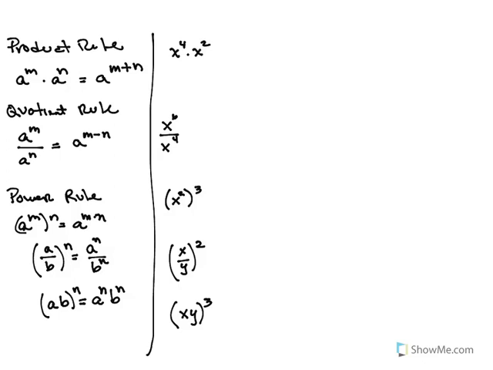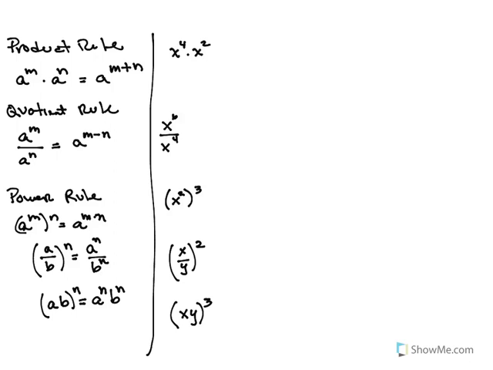Okay, so here we're looking at rules of exponents. These are rules of exponents. We want to understand that these rules are really just shortcuts, because essentially an exponent is shorthand for multiplication. An exponent just tells you how many times to multiply the base by itself, okay?